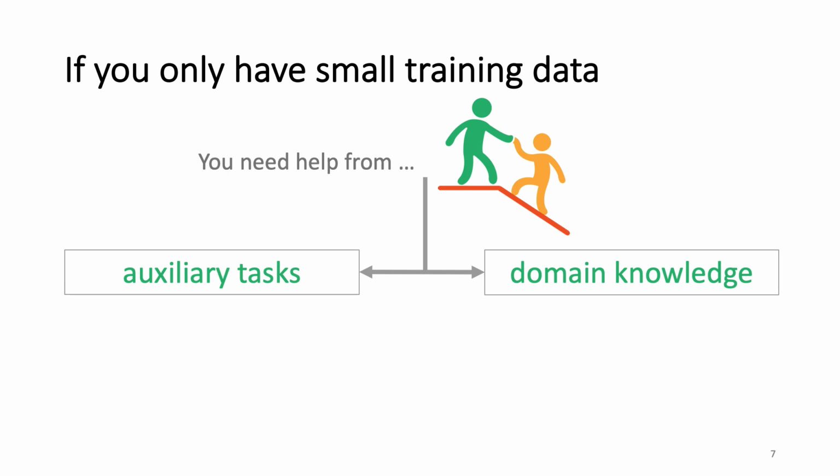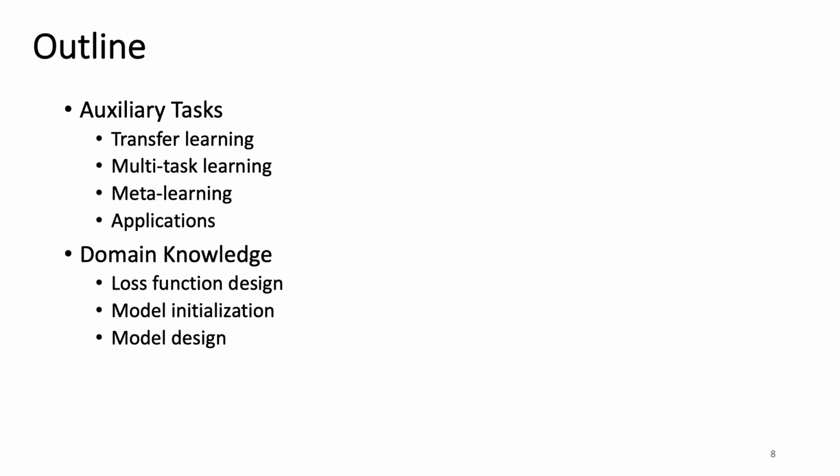So what if you only have small training data and you still want to use such data for your machine learning tasks? Typically, there are two ways to get help. On one side, you can get help from auxiliary tasks, which are tasks that may be similar to your target tasks. And you can also get help from domain knowledge. Our tutorial will mostly focus on these two categories. On one side is how to transfer knowledge from auxiliary tasks, and another big category is how to use domain knowledge to boost the performance of machine learning models when we face small data. I'll get started with the first category, how to transfer knowledge from auxiliary tasks.